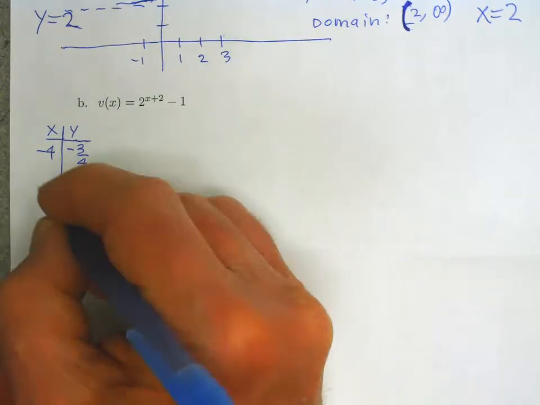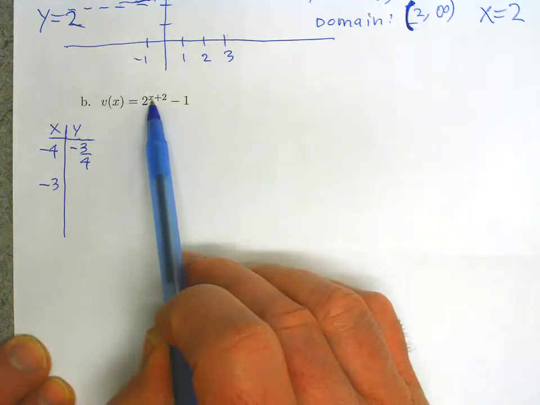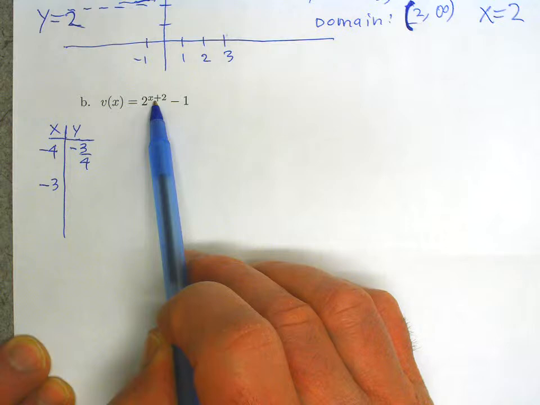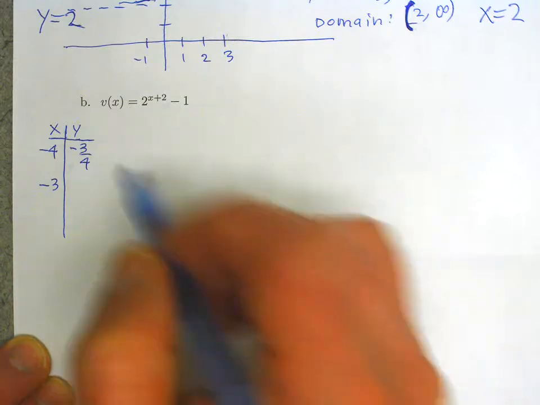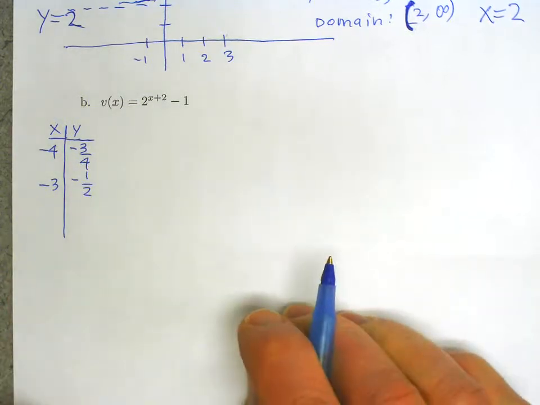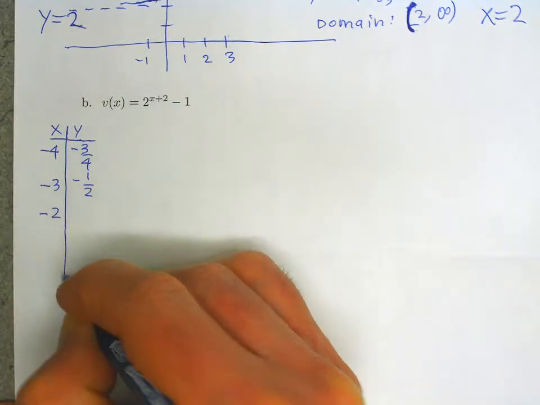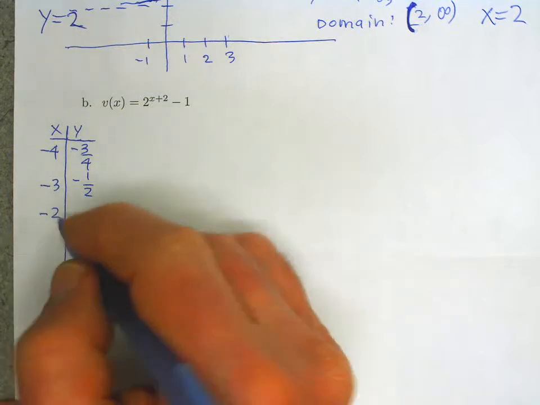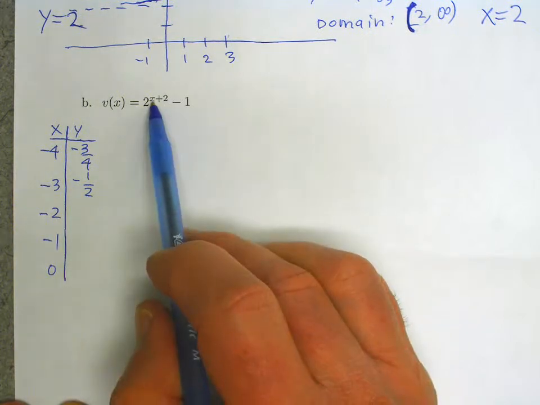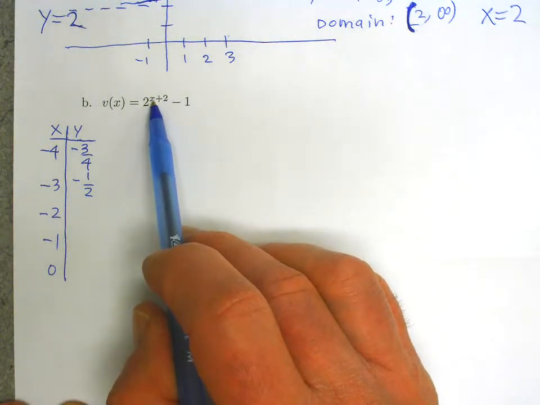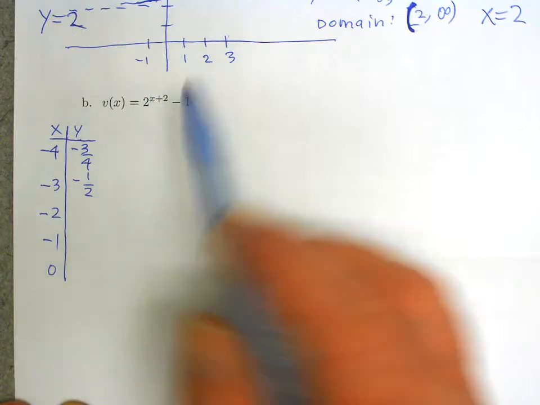Okay, the next x value I'll pick is -3. And then replace x with -3. -3 plus 2 is -1. 2 to the -1 is 1/2. 1/2 minus 1 is -1/2. And then I'll just pick integers that increase by 1 each time. So -2, -1, and 0. When x is -2, replace x with -2. The exponent -2 plus 2 is 0. 2 to the 0 is 1. 1 minus 1 is 0.